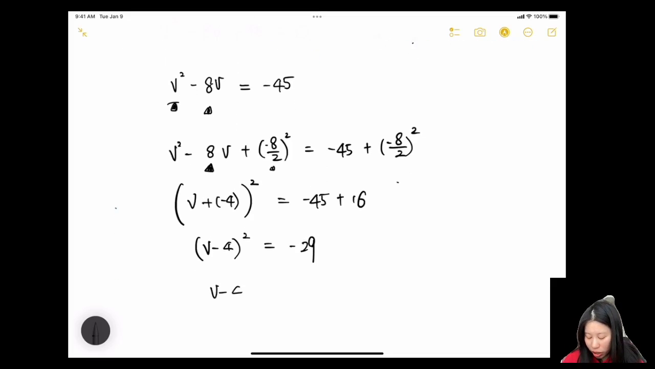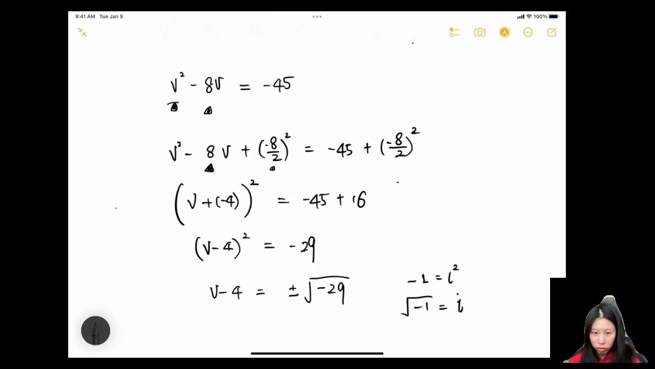We have v minus 4 equals positive or negative. Remember, when you remove the square, you will have a positive result and a negative. So now I know that we all think, hey, there's no negative sign under the square root. But remember, there's a complex number, where negative 1 equals i squared. So the square root of negative 1 equals i. So that means this equals the square root of 29 times i.